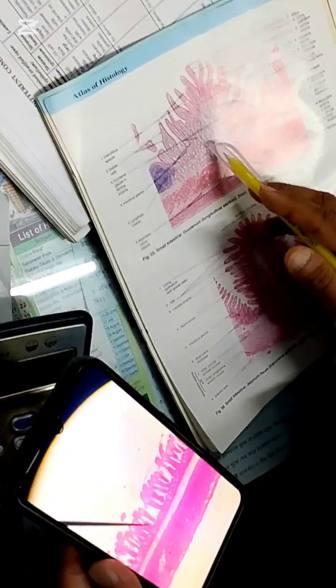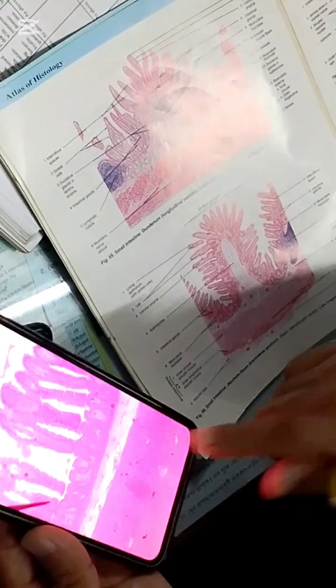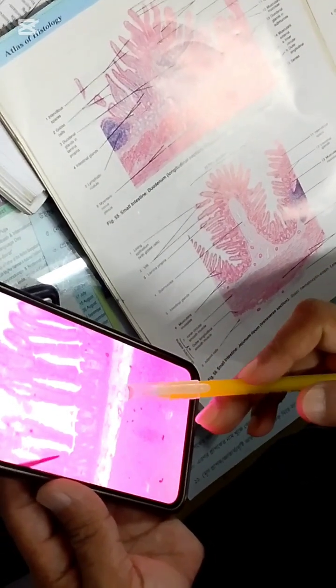Here you can see these are intestinal glands. This one submucosa. Venule, arteriole. Okay.